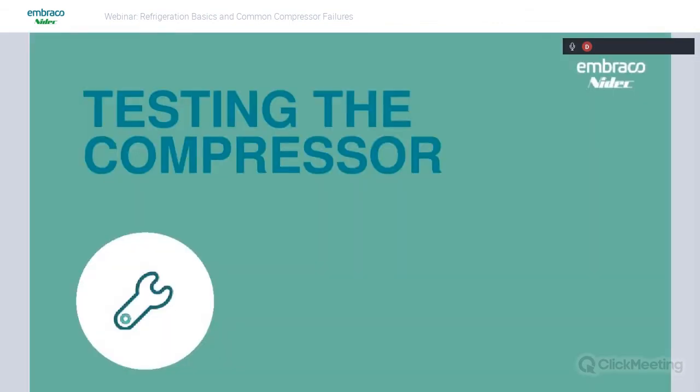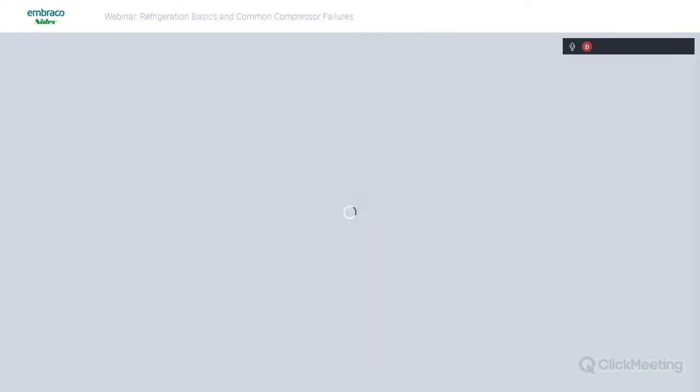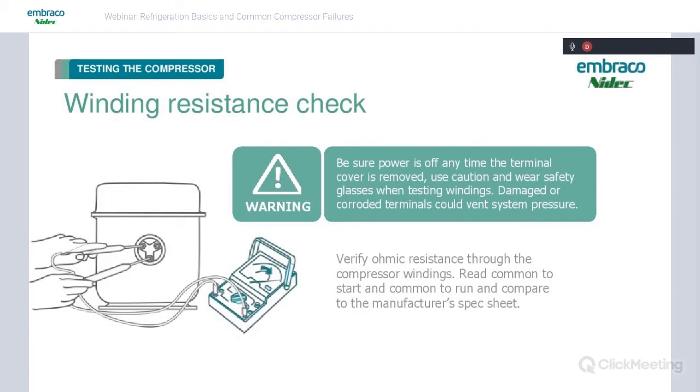So then moving on to testing the compressor. This is talking about testing the hermetic single-phase compressors. There are two main checks you can do, and the first one is the winding resistance check. It's a very simple check you can do with your multimeter.